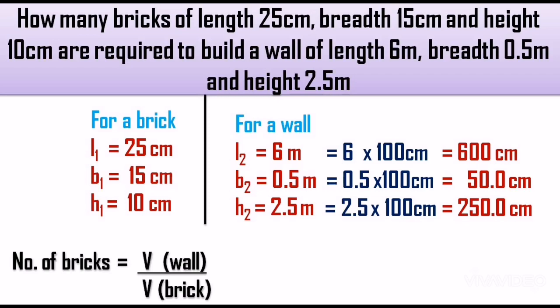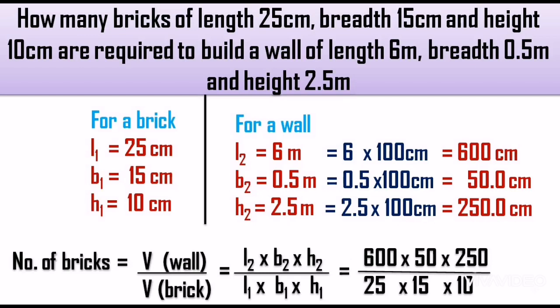As the dimensions of the wall are L2, B2, H2, the formula for the volume of the wall will be L2 into B2 into H2, and for the brick it will be L1 into B1 into H1. Okay. Now substitute the values. Keep in mind, L2, B2, H2 are changed. That is now 650 and then 250. Okay. So mention the values properly.